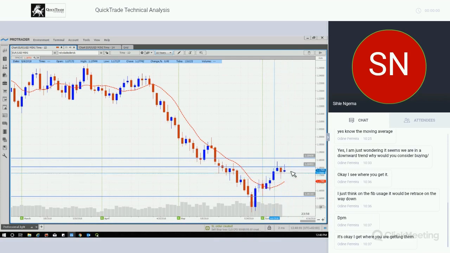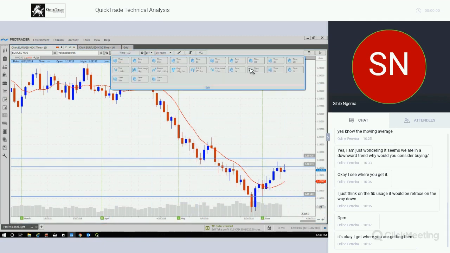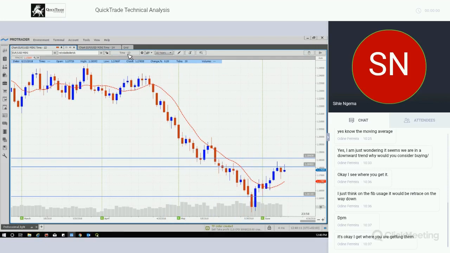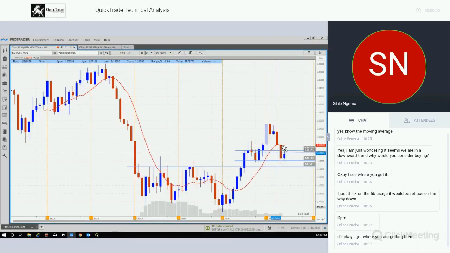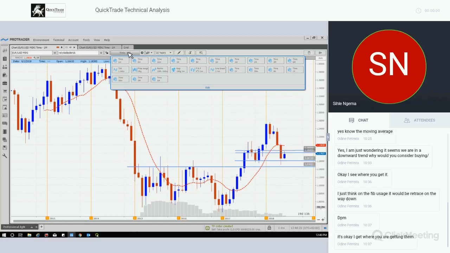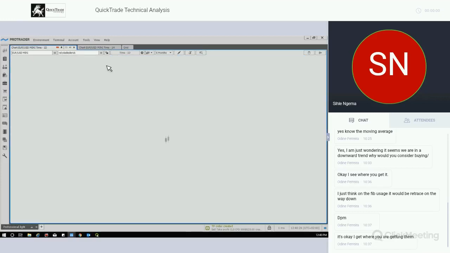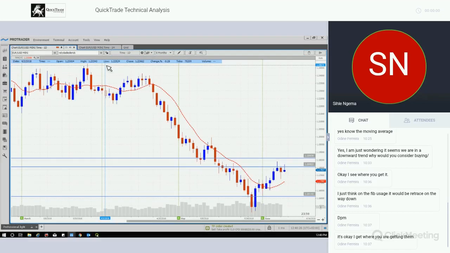We are trading currently on the euro US dollar. This is where we are on the daily chart. On the monthly time frame, we are below the moving average. That means that we should be selling the euro against the US dollar. That should be our dominant trend.